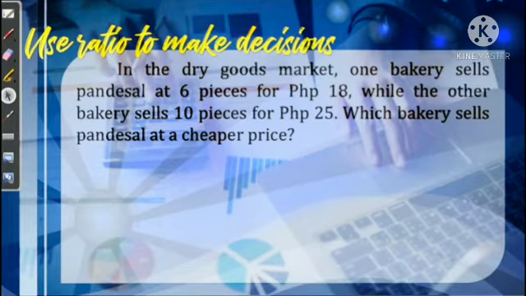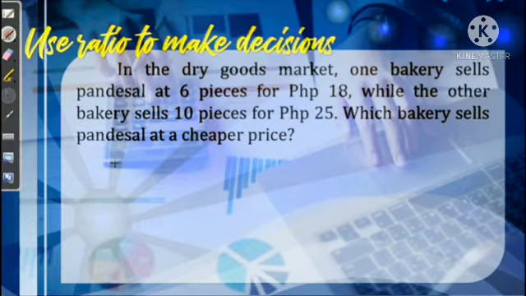So the concept of ratios can also be used to make wise decisions. So in this given problem, in the dry goods market, one bakery sells pandesal at 6 pieces for 18 pesos, while the other bakery sells 10 pieces for 25 pesos. Which bakery sells pandesal at a cheaper price?